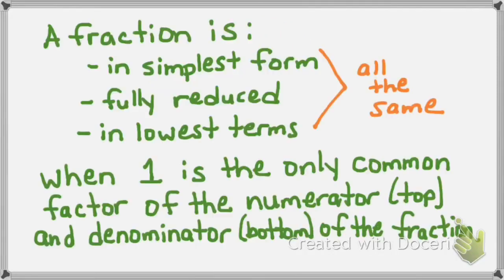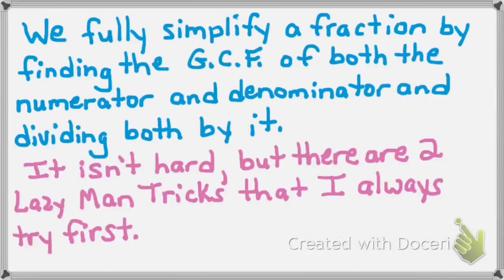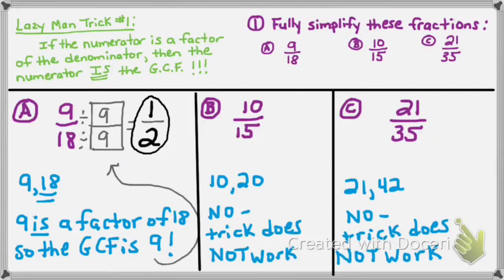So to review, a fraction is in simplest form, or fully reduced, or in lowest terms, because they all mean the same thing, when 1 is the only common factor of the numerator and denominator of the fraction. We fully simplify a fraction by finding the GCF of both the numerator and denominator and dividing both of them by it. There are 2 lazy man tricks that I like to try first. You don't have to try them first, but you can if you like to.